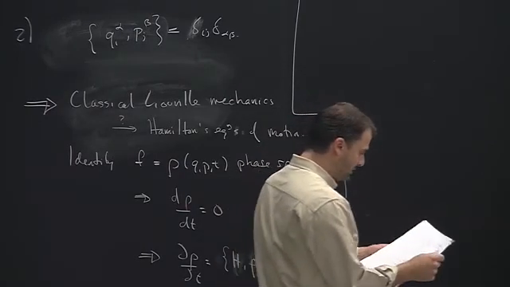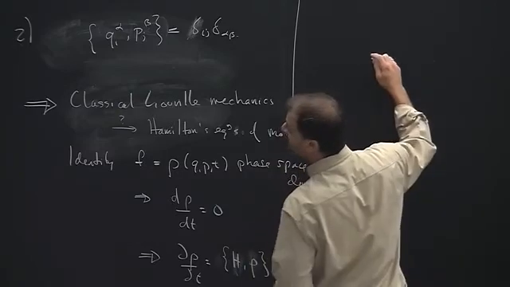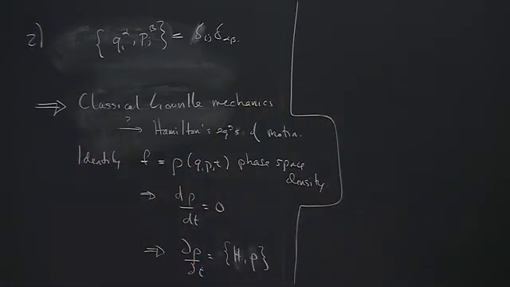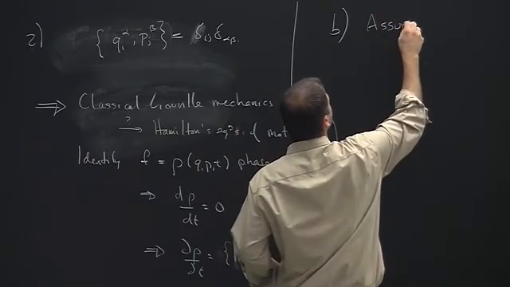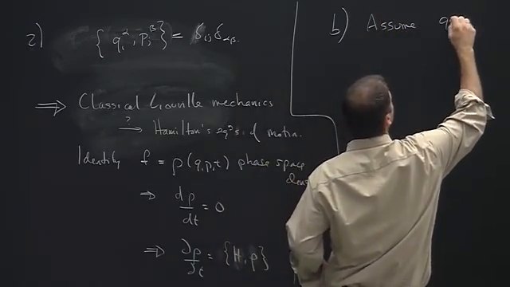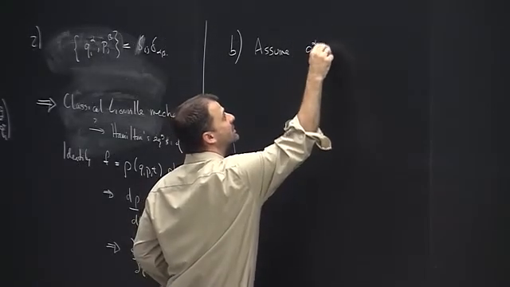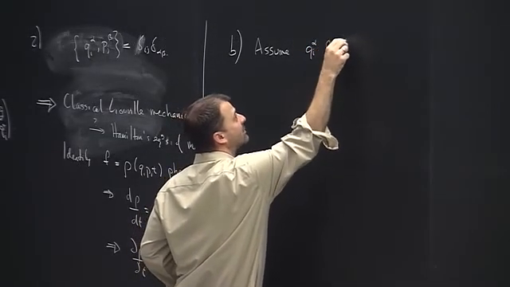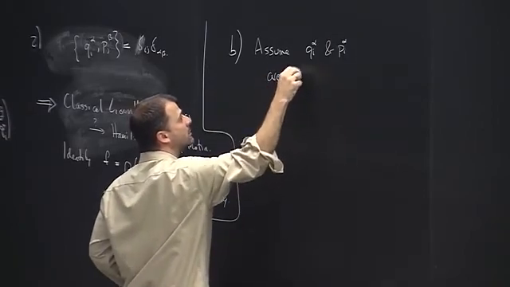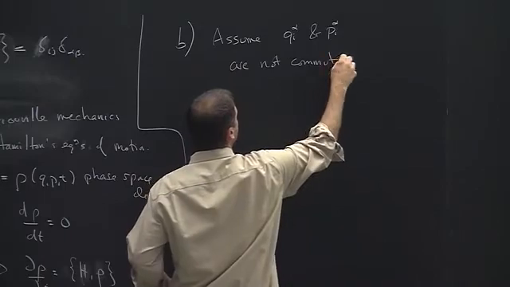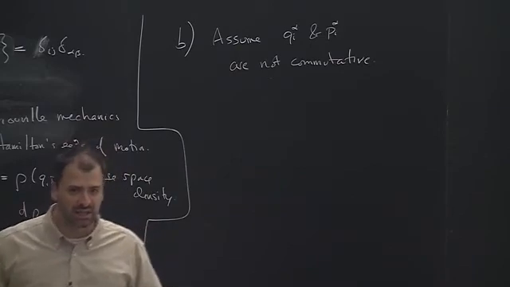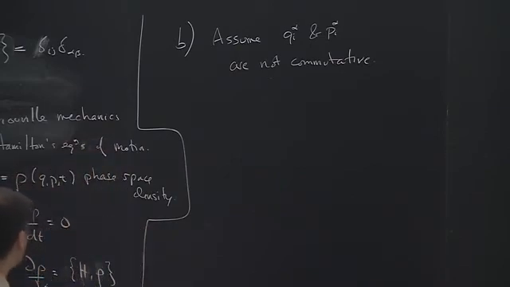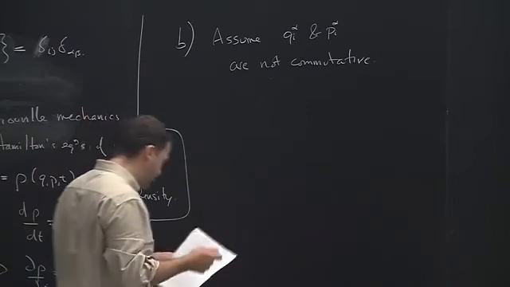So now the next assumption. Here, this is case A. Now case B. Case B is this: you assume now that Q and P are not commutative. Qi alpha and Pi alpha are not commutative. This is a mathematical statement. It would be really interesting to articulate this as an operational rule, but I don't know how to do that.